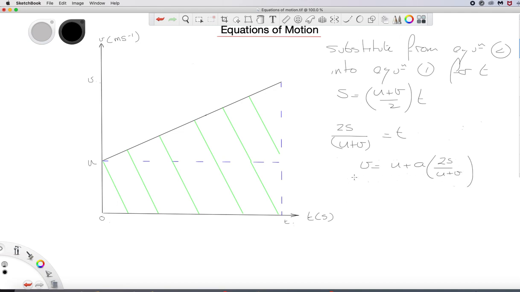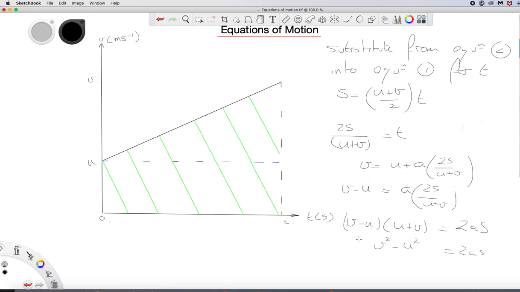Let's rearrange this slightly. Let's say we have v minus u equals a times 2s over u plus v. So then we have v minus u times u plus v equals 2as. If we square this out, we'll get v squared minus u squared, and then we'll have v times u minus v times u, so they'll cancel. So we'll have v squared minus u squared here is 2as.